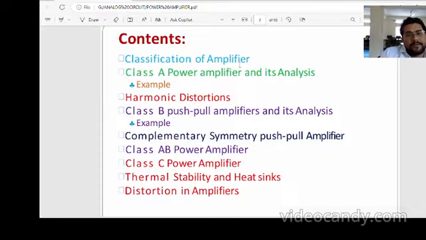In this classification we will see the class A power amplifier and its analysis. Then we will see harmonic distortion, the class B amplifier and its analysis. We will also see class C, and thermal stability.